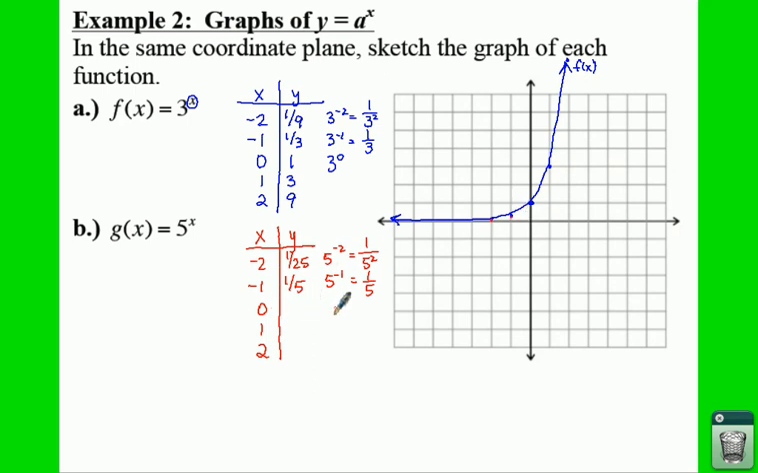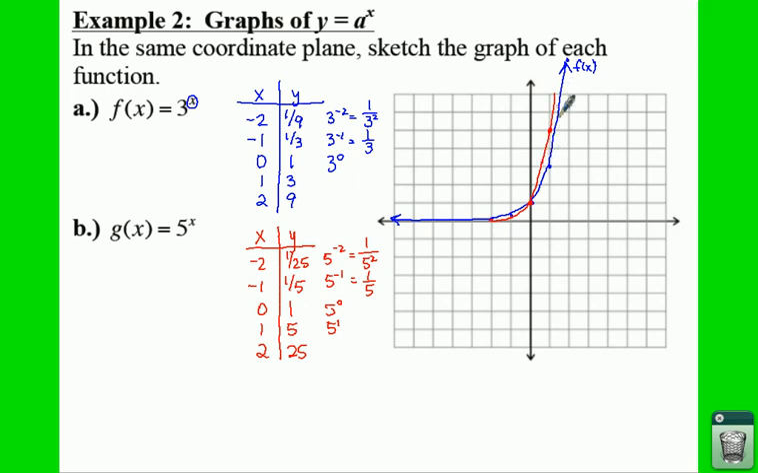Plug in a 0, 5 to the 0. Anything to the 0 power is just 1. So you go 0, 1. Here they have a common point. Plug in a 1, you get a 5. So we go over 1, up 5, which is right here. And then plug in a 2, you're going to get a 25, which is not going to be on our graph. So if you plot these points, notice your red graph is below your blue one, and then it goes up and actually intersects your blue graph.